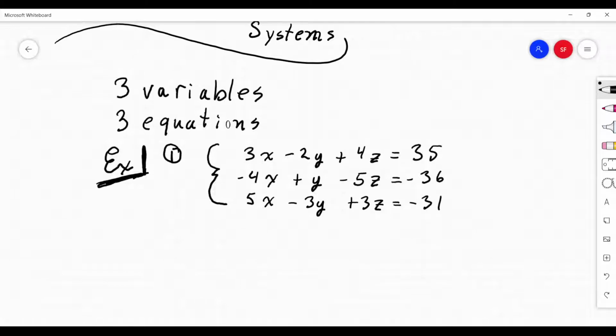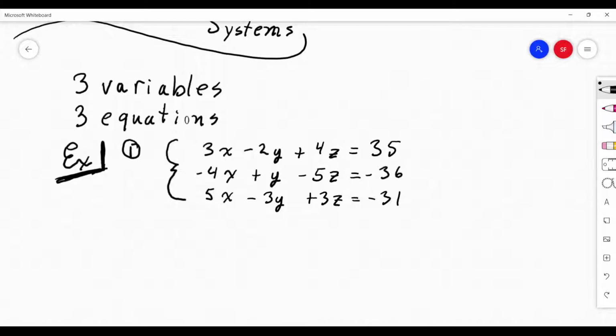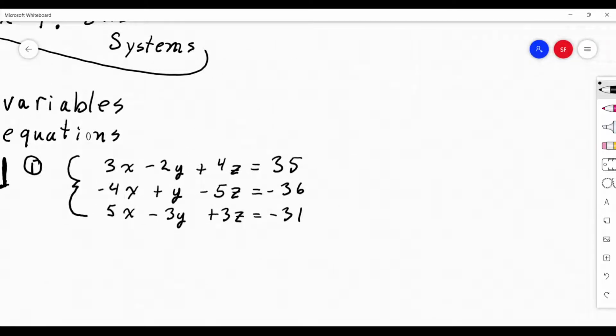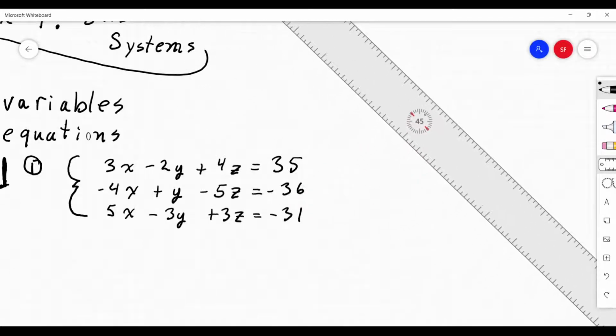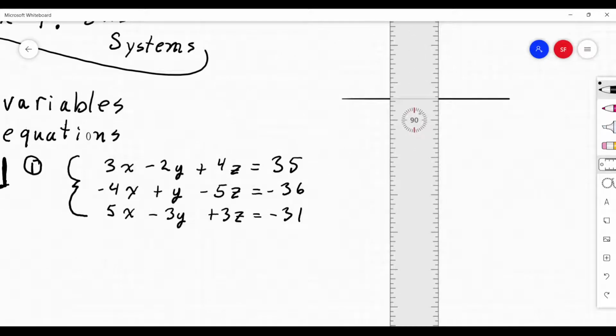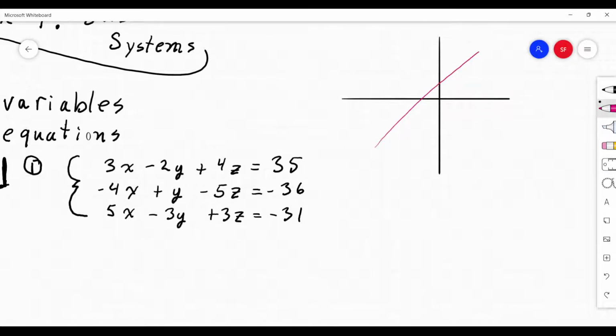Now, what are we talking about here? Before we jump into solving this, when we do a 2x2 system, remember what we're talking about is a coordinate grid with a couple of lines on it. The solution to this system of two equations is where they cross, right? Well, so what does a 3x3 system mean?